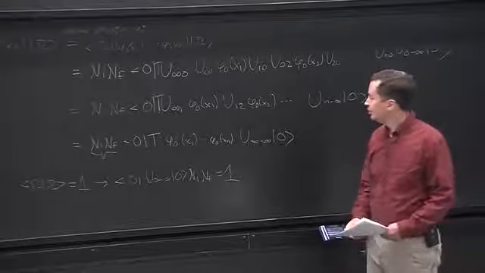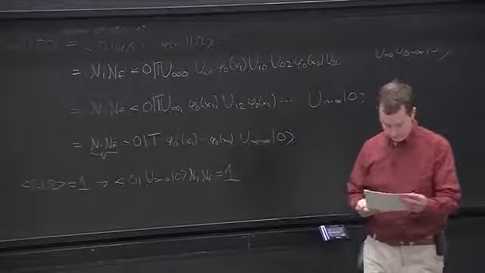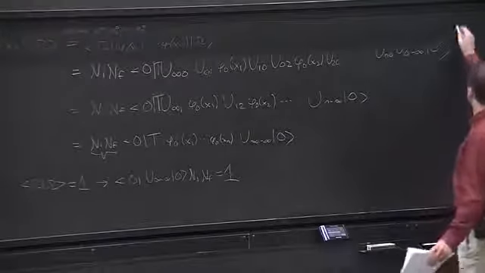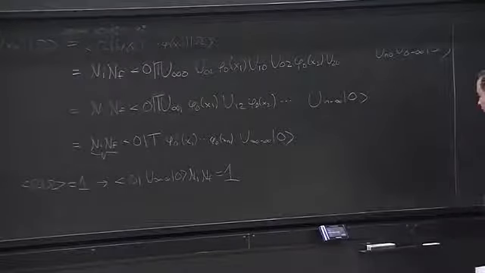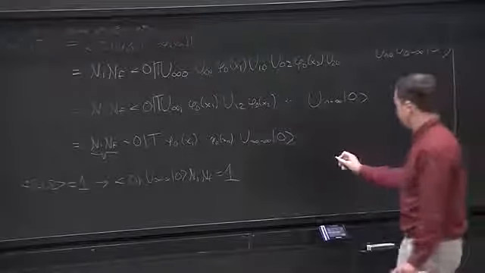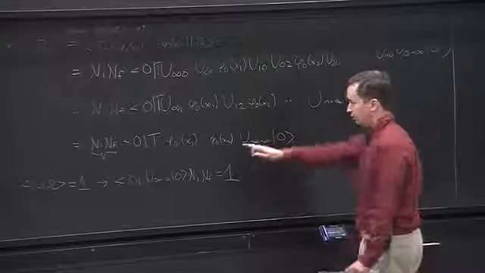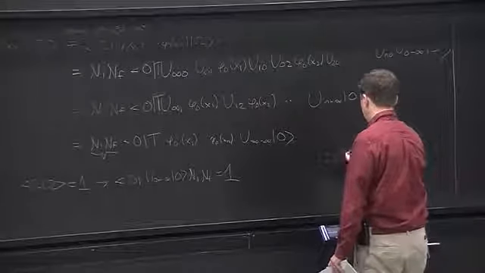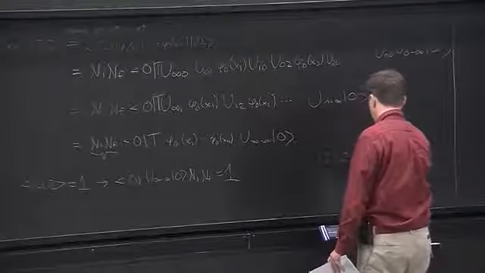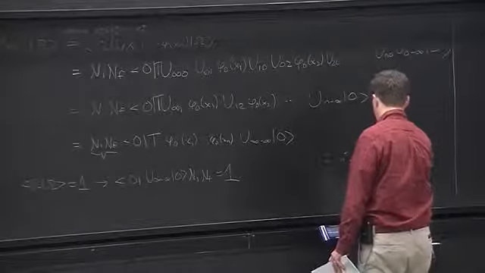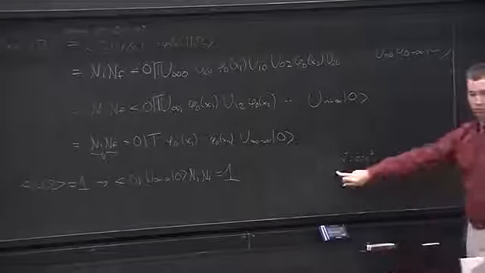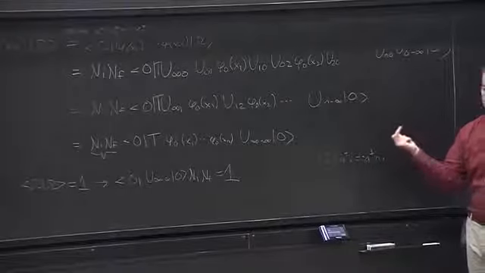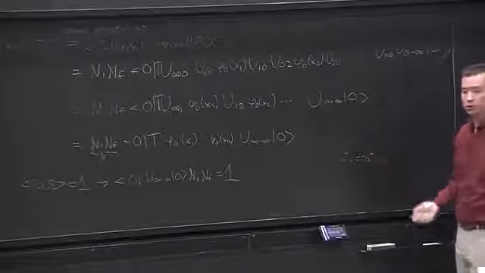In a sense, the fact that we're allowed to move things around in time ordering is the same as the statement that, if we normal ordered, these operators don't commute, but inside a normal ordering, we can commute. Same thing for time ordering.